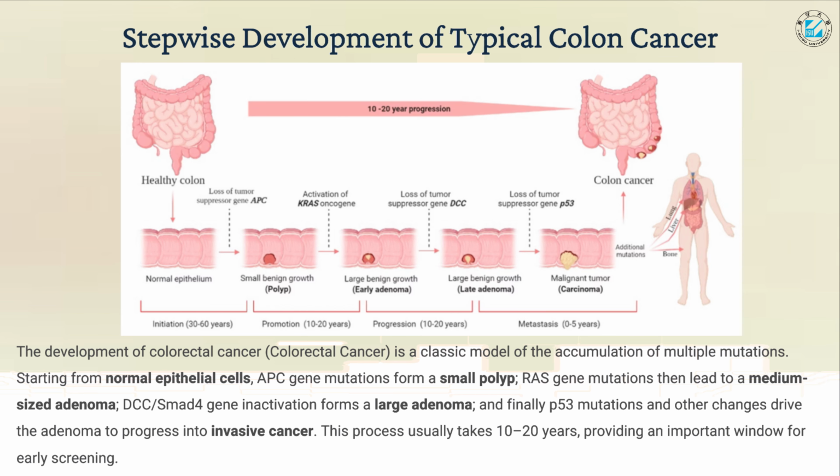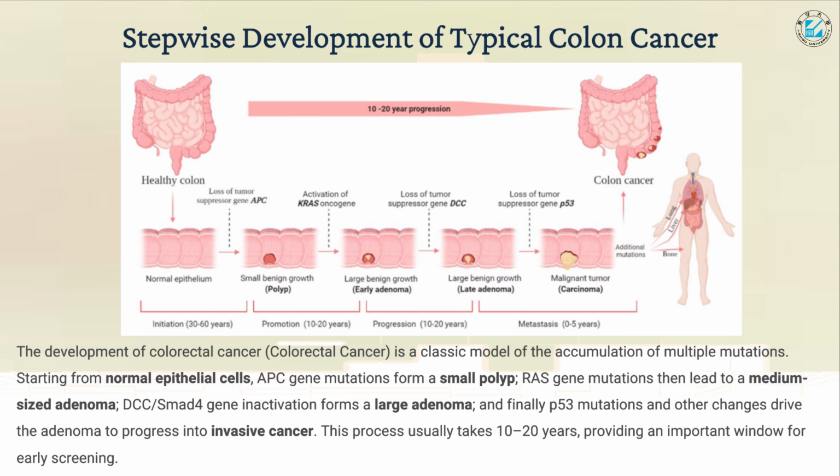This process usually takes 10 to 20 years. This long time window provides an important opportunity for early detection. Colonoscopy can identify and remove precancerous polyps before they become invasive cancer. Therefore, colorectal cancer is an excellent example of how understanding cancer genetics directly supports cancer prevention.